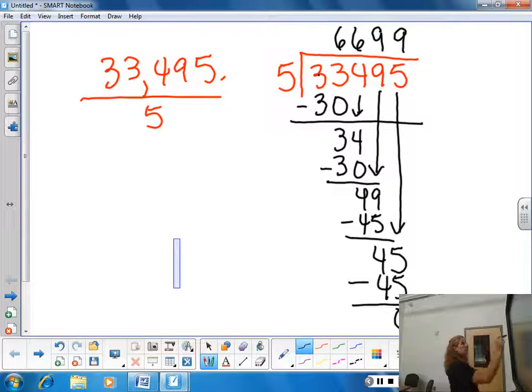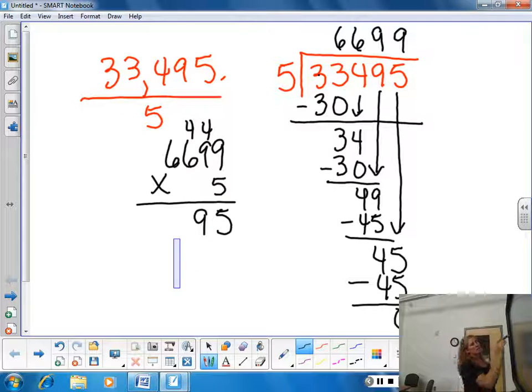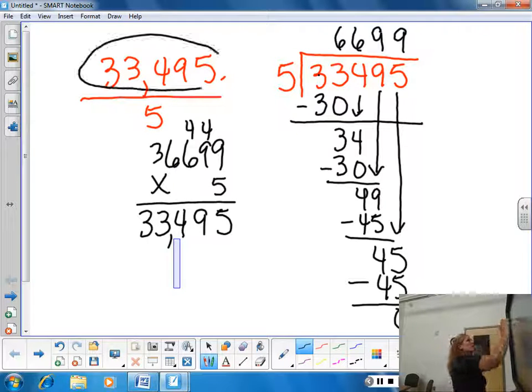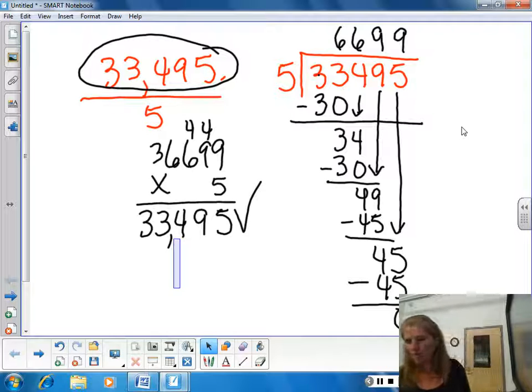The check for this would be 6,699 times 5. 9 times 5 is 45. 9 times 5 is 45, plus 4 is 49. 6 times 5 is 30 plus 4. 6 times 5 is 30 plus 3. 33,495. That was our original dividend, so that's our check. We didn't have to add on a remainder because there was no remainder. So sometimes you get lucky, you don't have to worry about that.